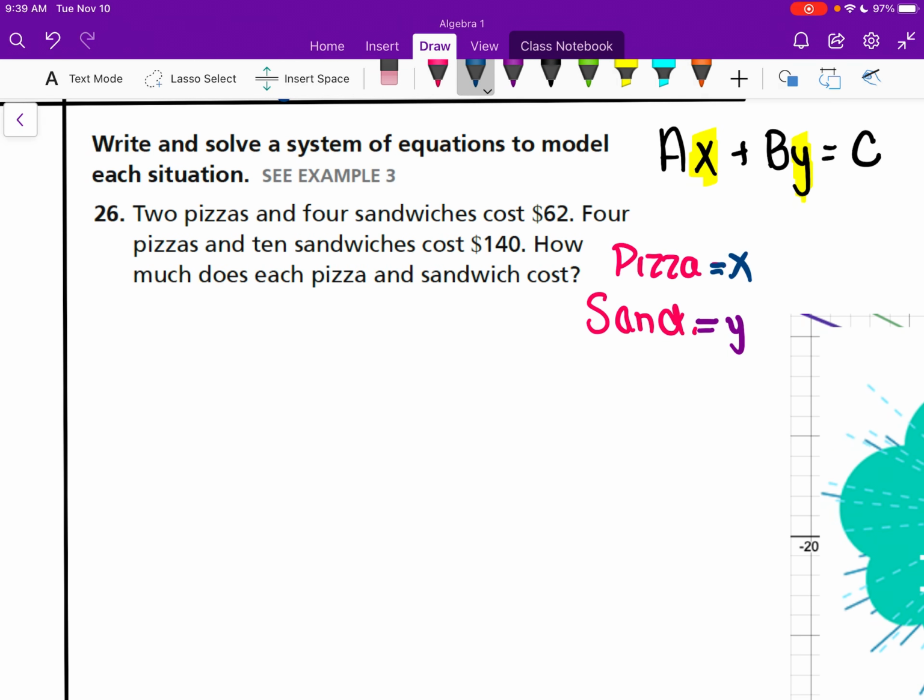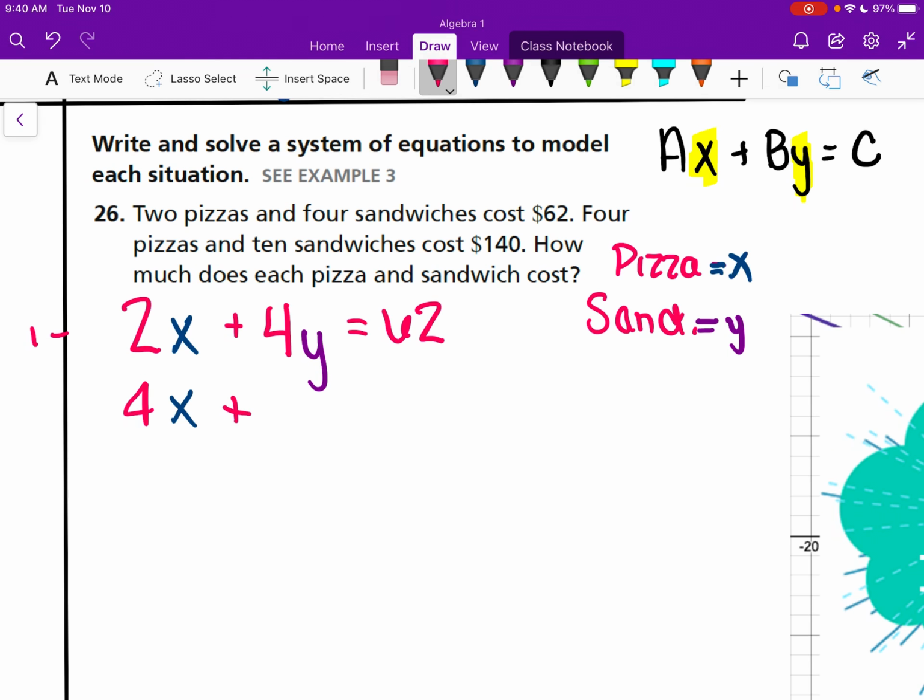So the first sentence says 2 pizzas and 4 sandwiches. So that's going to be 2 pizzas, which is x, plus 4 sandwiches, which is y, cost how much? Totaled how much? $62. So we've set up our first equation. Amazing. Let's do that same thing with our second equation. 4 pizzas and 10 sandwiches cost $140.